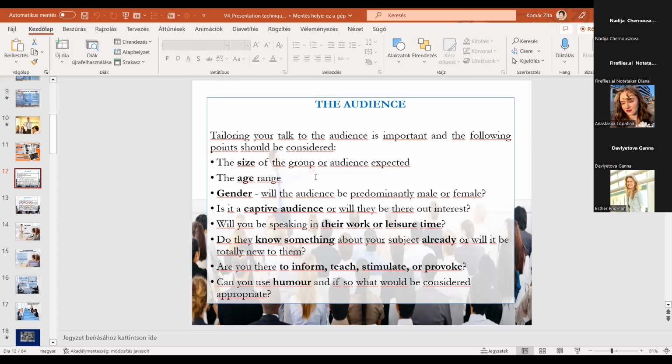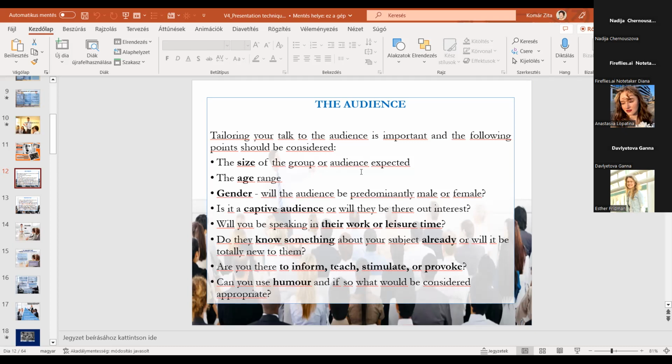So we need to know the size of the group, the age range. That's totally important to know, how old they are. The majority, of course, not everybody's age. We need to know about the age range of the majority of the audience. Their gender can be important, whether we're talking to male or female leaders, for example.